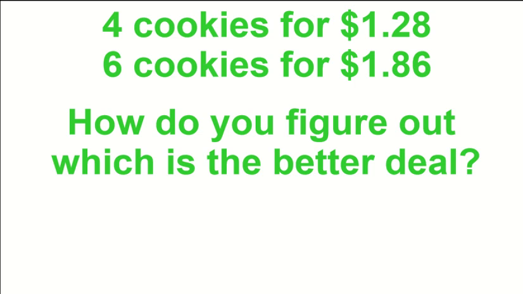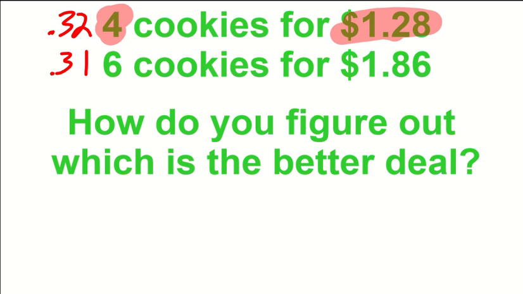So what you could do to figure out the better deal is to find out how much each cookie costs, right? To do that, you divide. If you're trying to find the cost per cookie, you divide cost divided by the number of cookies. So we do $1.28 divided by 4. In the case of the 4 cookies, that gives us 32 cents. We do the same thing for the 6 cookies. $1.86 divided by 6. In this case, that's giving us 31 cents.